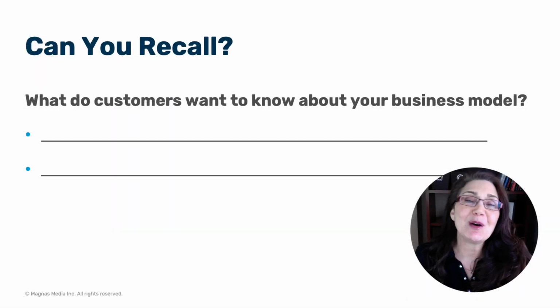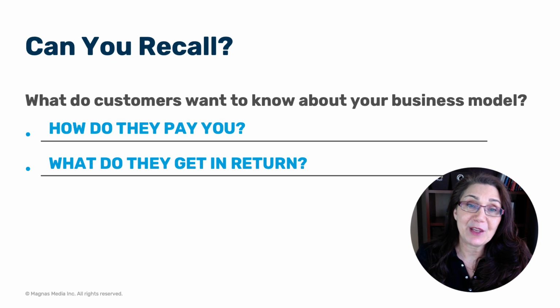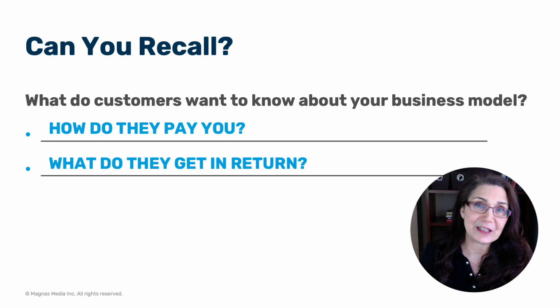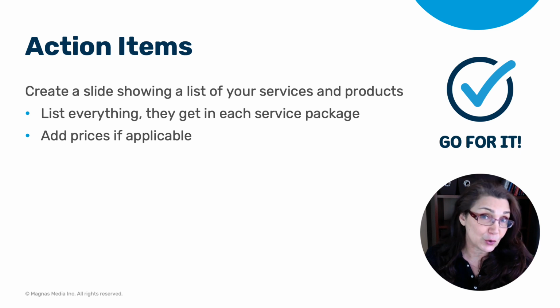So now before we move on to the next video, do you remember what customers want to know about your business model? Well, there are 2 main things. They want to know how do they pay you, and the second question is what do they get in return? So when you're creating a business model slide for the end user, the people who are going to be buying from you, they need that kind of information on the business model. So your action item for this section is really to decide if you're selling directly to consumers, then you would want to create that slide to show what it would look like for the end user that needs to buy your product. What do they need to know in order to do business with you? That's what this slide is all about. So go ahead and I'll see you in the next video.